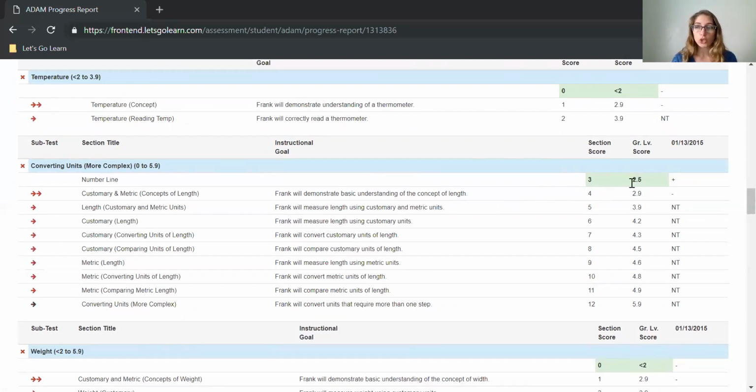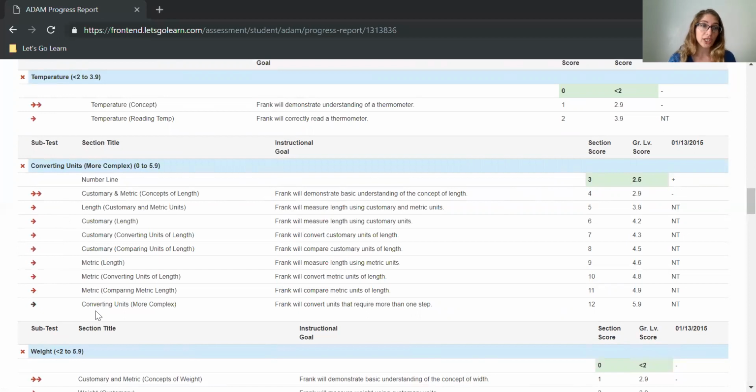So their score was 2.5. That's what they mastered, and you can see the plus there shows that they have mastered that skill. But the minus here shows they didn't master this next skill. Now this student is in 5th grade, which means there's a lot of skills that they need to work on before they get to grade level material.